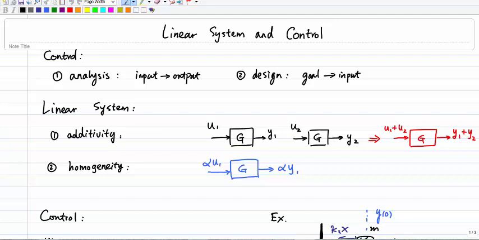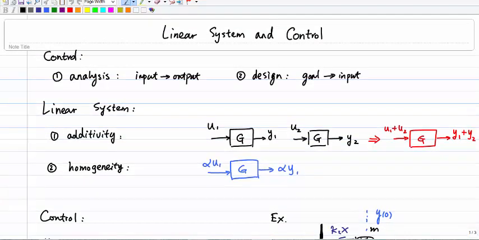In this lecture, I'm going to give a brief introduction about the course Linear System Control. As we know from the name of the course, it is composed of two aspects. One is the control, one is the linear system. When we talk about control, we actually mean mainly two things. One is called analysis, one is called design.